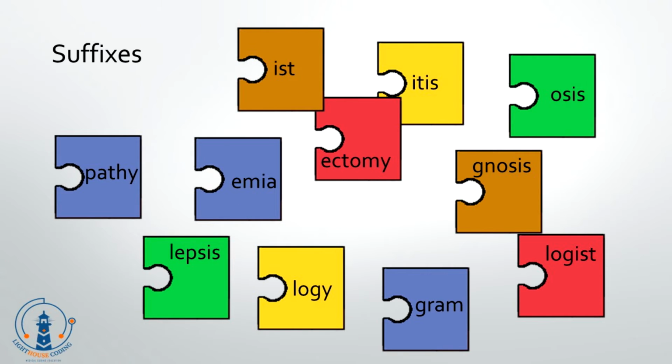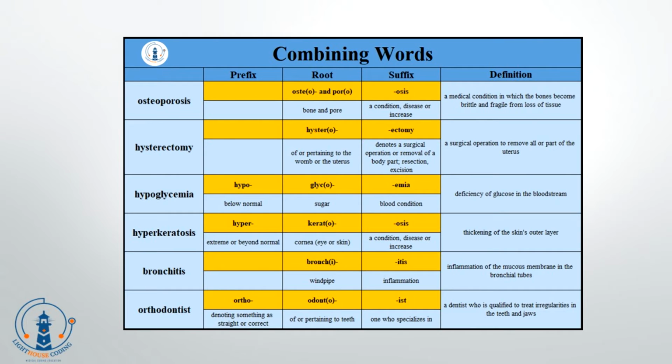One thing to note, if the suffix begins with a vowel, you will drop the combining vowel from the combining form and then add the suffix. Please see the handout for a comprehensive list of combining forms, prefixes, and suffixes used in medical terminology. Now that we have a basic understanding of the three word components, take a look at the terms here that show the breakdown of some common medical words.